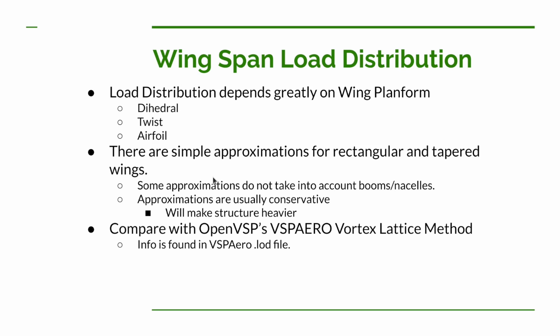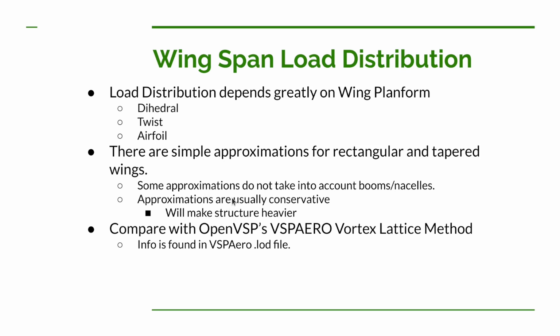Now, as you might guess, it might be kind of complicated to calculate that load distribution, but there are some simple approximations. Now, these approximations don't usually take into account things like the fuselage or nacelles or other things that stick out from the wing. Now, some approximations also are not too good at dealing with dihedral or twist either. Some do, some don't. And these approximations are usually going to be conservative.